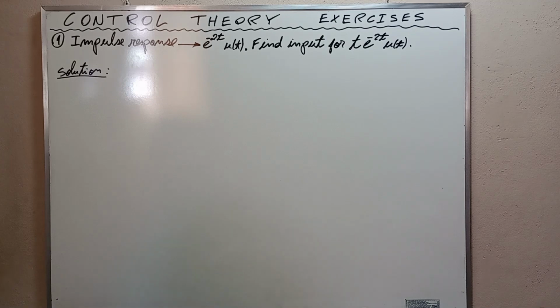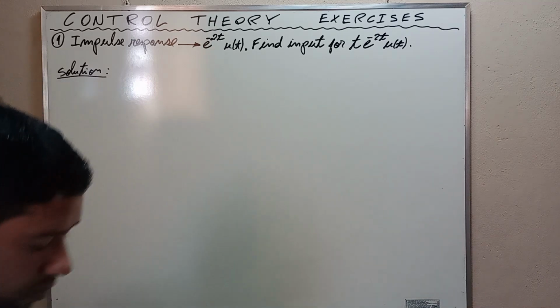Exercise number 1 says, the impulse response of an initially relaxed linear time invariant system is e raised to the power of negative 2t, u of t. The question, what would be the input to produce a response of t times e raised to the power of negative 2t u of t? Okay, my friends, this is the exercise. Let's go to the solution.